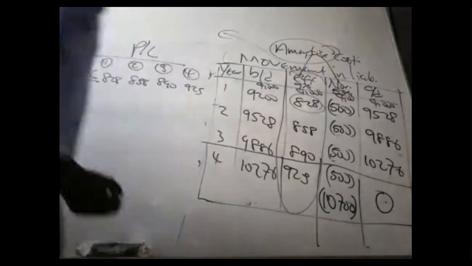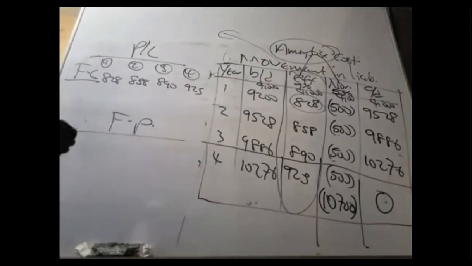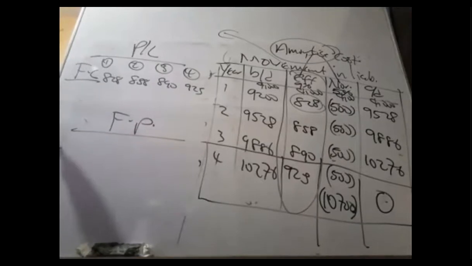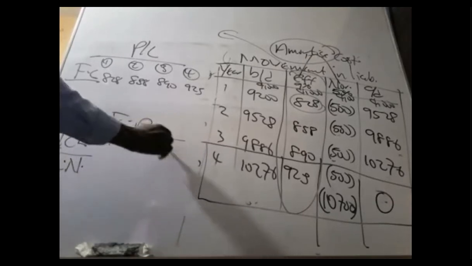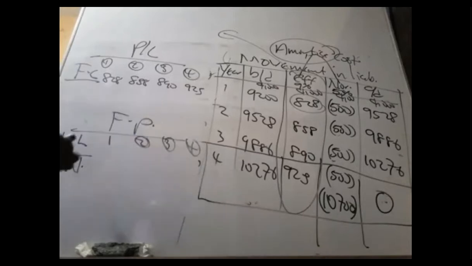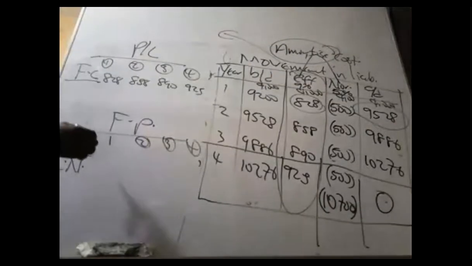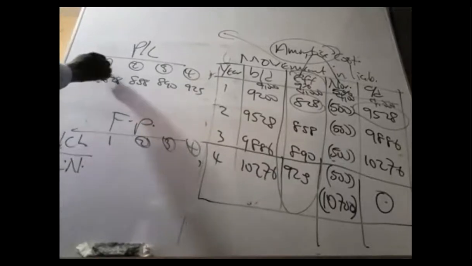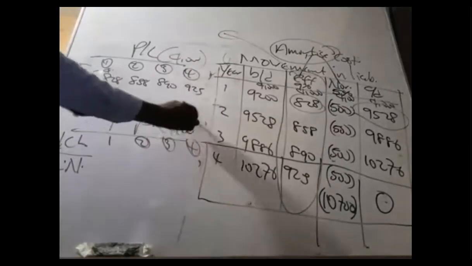All the closing balance goes to the financial position. So in your balance sheet, you have what you call non-current liability, loan notes. Year 1, 2, 3, and year 4. Year 1, the balance was 9,528 in thousands. So we are working in thousands. All these figures are in thousands, everything in thousands.